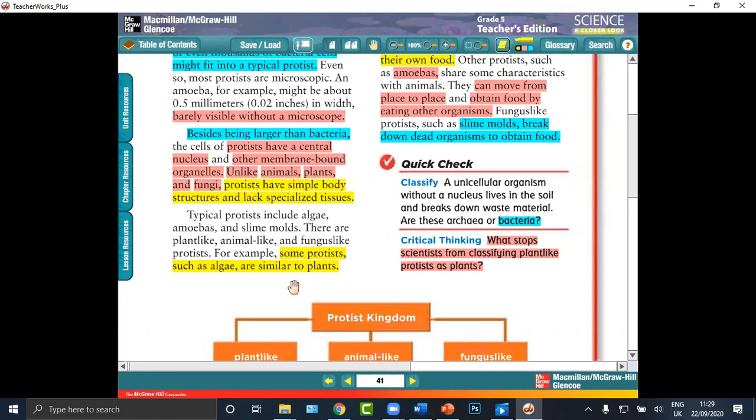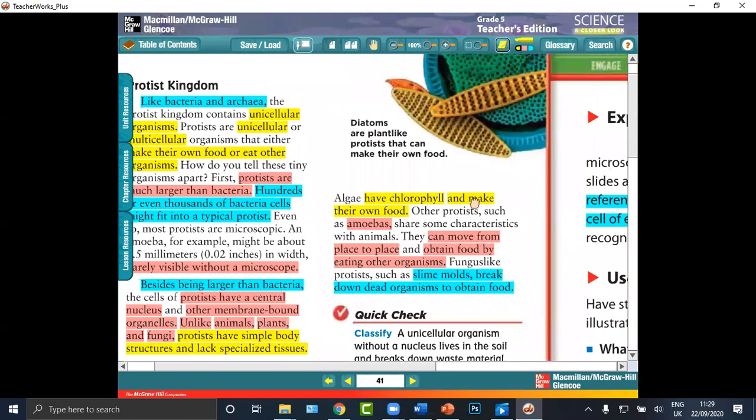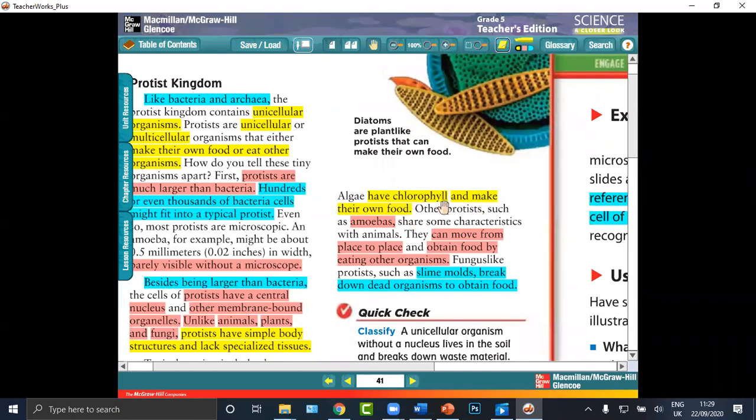Some protists, such as algae, are similar to plants. What does this mean, similar to plants? This means they have chlorophyll and make their own food by themselves. Other protists, like amoeba, are similar to animals. This means they can move from place to place and obtain food by eating other organisms. Other examples, slime molds, break down dead organisms to obtain food.